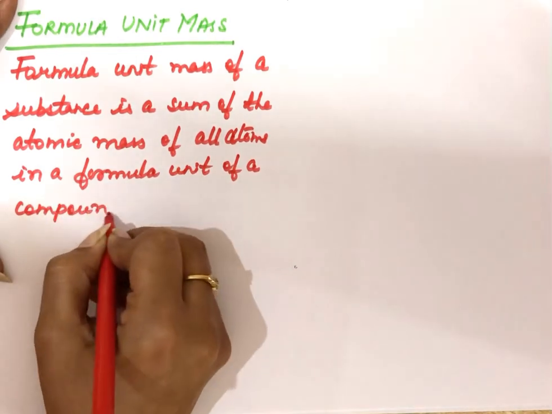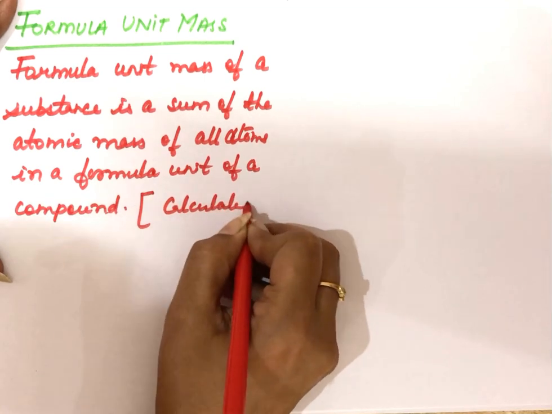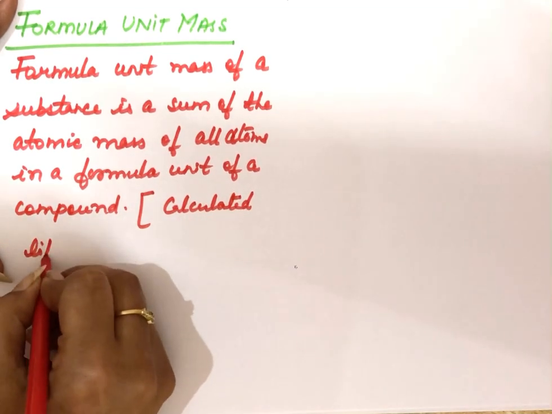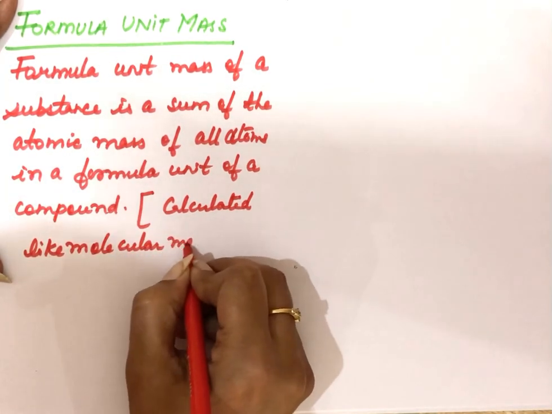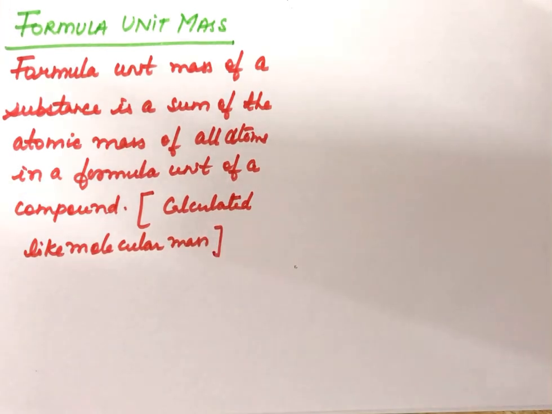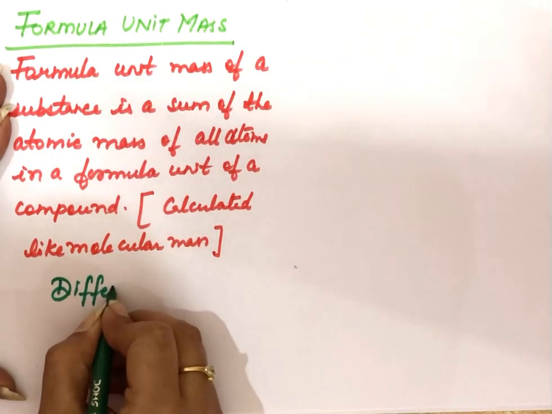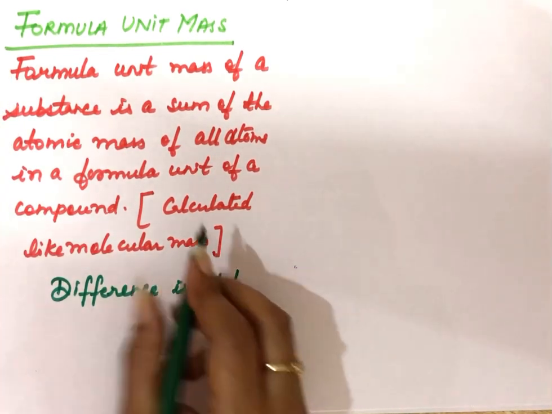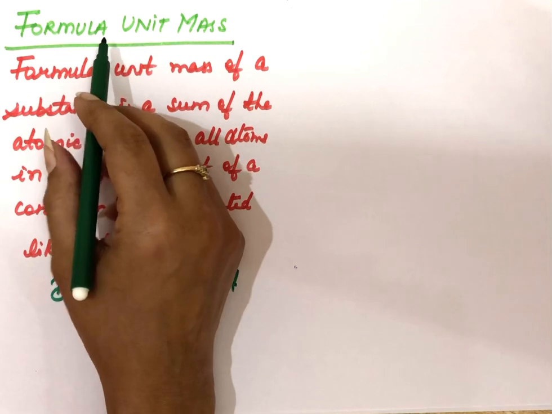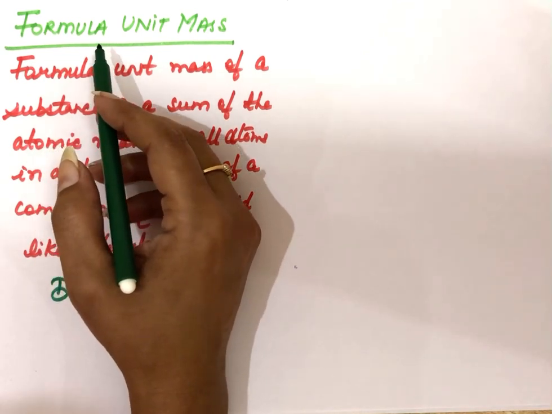So it is calculated just like molecular mass. So what is the difference then? Why we are not writing this as molecular mass? Why we are writing this as formula unit mass? The only difference is that, like I said, from the term only it's clear, formula unit mass is the formula here. So formula unit we are writing for ionic compounds in which ions are present.